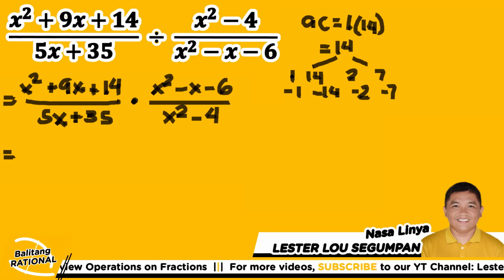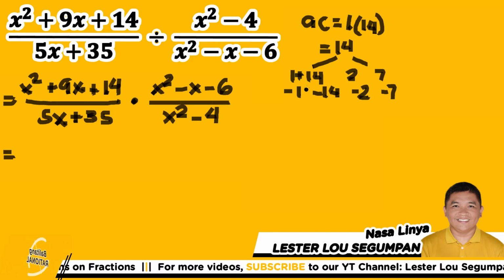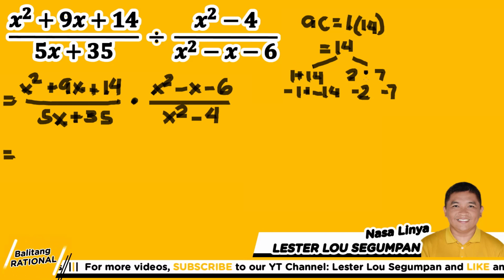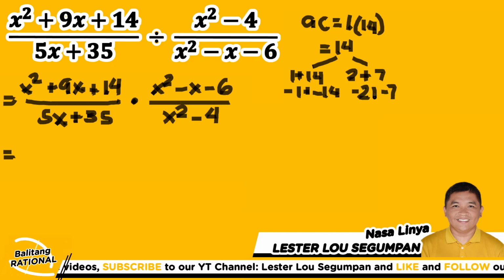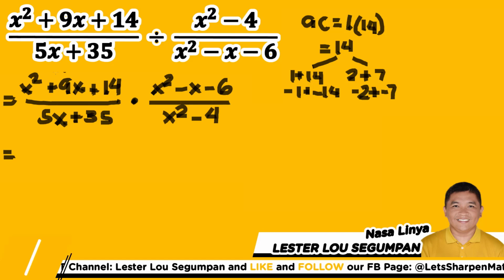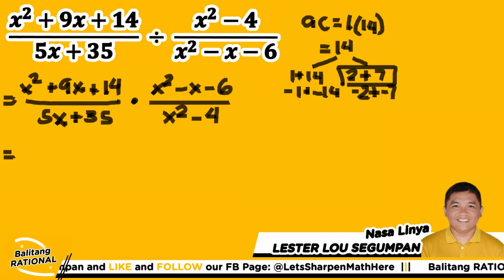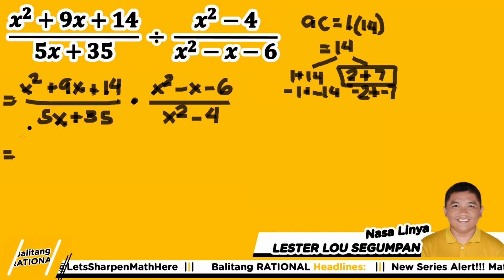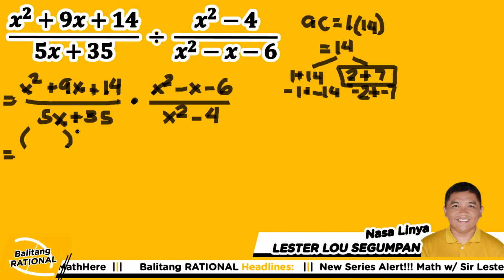And now we are going to find kung saan dito sa apat na ito po na kung ating i-add yung mga coefficients natin or the factors of 14 will result to our middle coefficient of positive 9. The answer is this. We have 2 and 7 because 2 plus 7 is equal to 9 and 2 times 7 is positive 14.